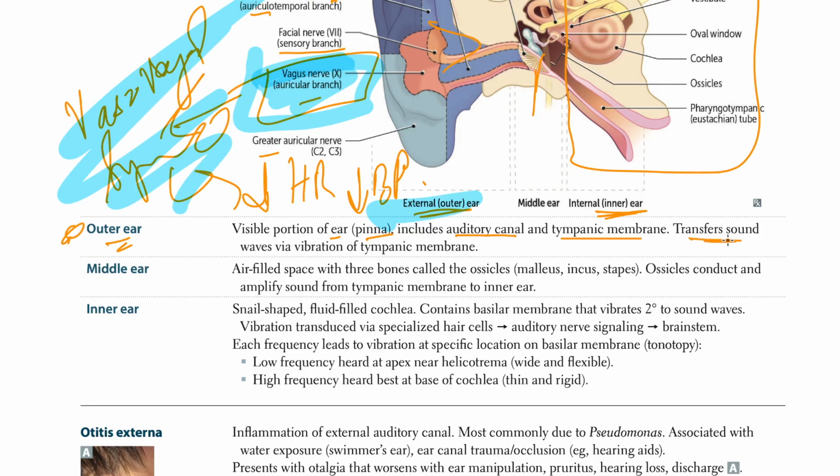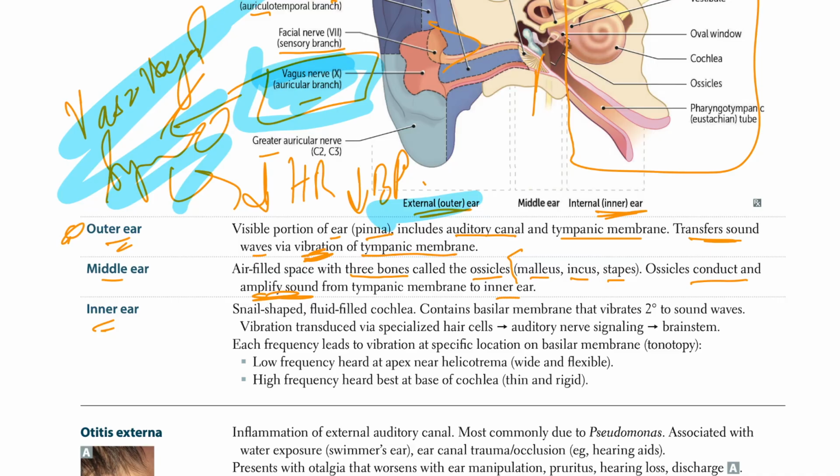and transmits sound waves via vibration of the tympanic membrane. Remember the keyword vibration here. The middle ear is an air-filled space with three bones called ossicles. What are the ossicles? Malleus, incus, and stapes. Ossicles conduct and amplify sound from the tympanic membrane to the inner ear. So these guys, they amplify sound.